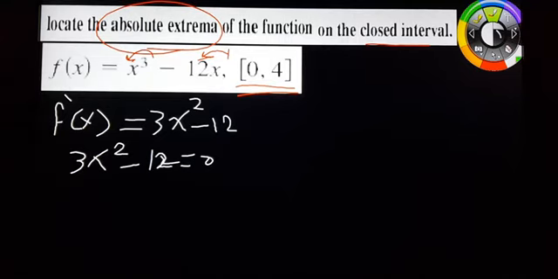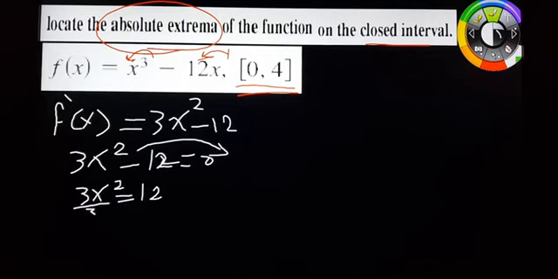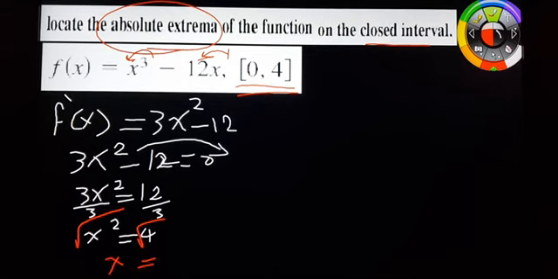and solve for x. Move this negative 12 to the other side, it will be positive 12, so 3x power 2 equals positive 12. Divide by 3 for both sides, so x power 2 equals 4. Put the square root, so x will be positive or negative 2. This is supposed to be the critical number.